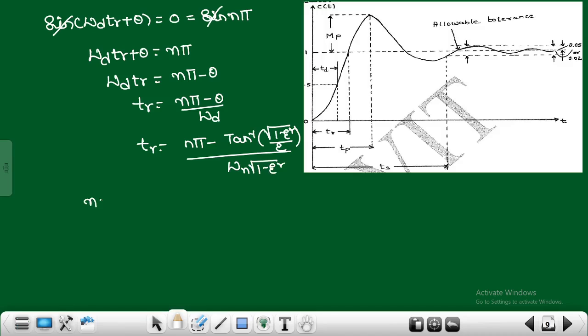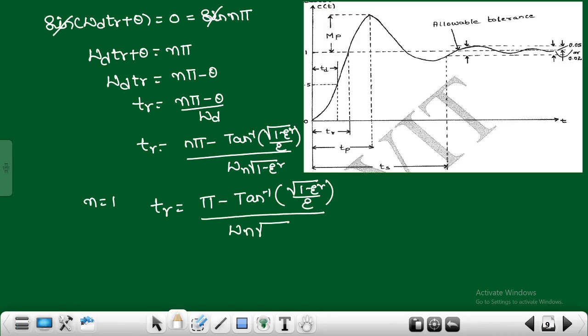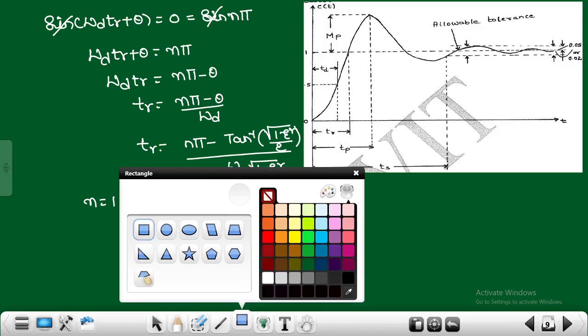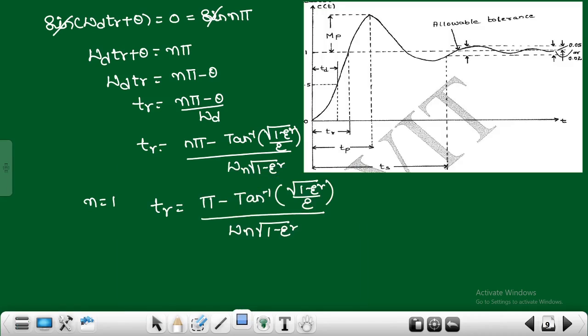So, let us consider when n is equal to 1, T r can be written as pi minus tan inverse of under root of 1 minus zeta square divided by zeta, whole divided by omega n into under root of 1 minus zeta square. So, what is the formula here? This is the formula for rise time that you are getting.